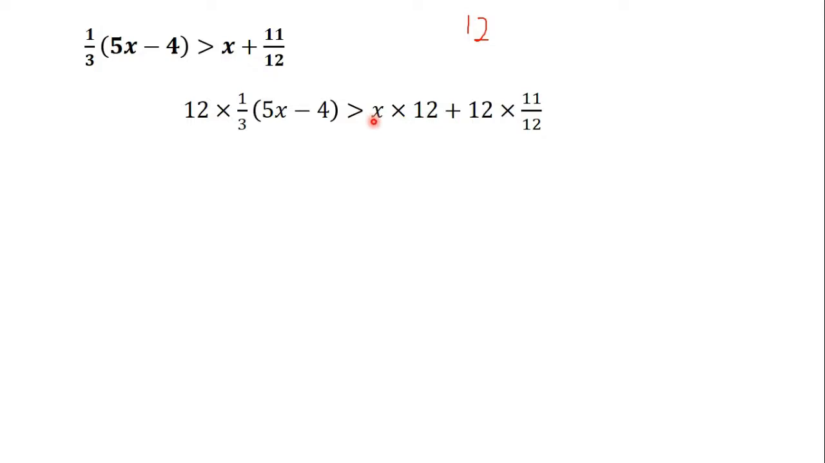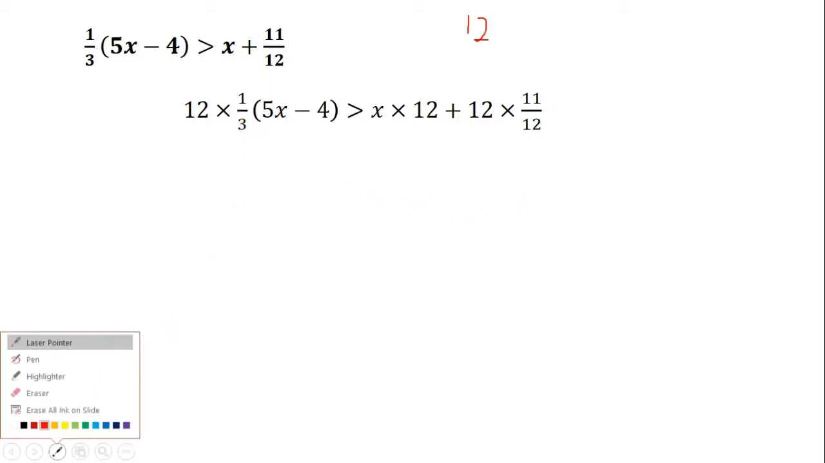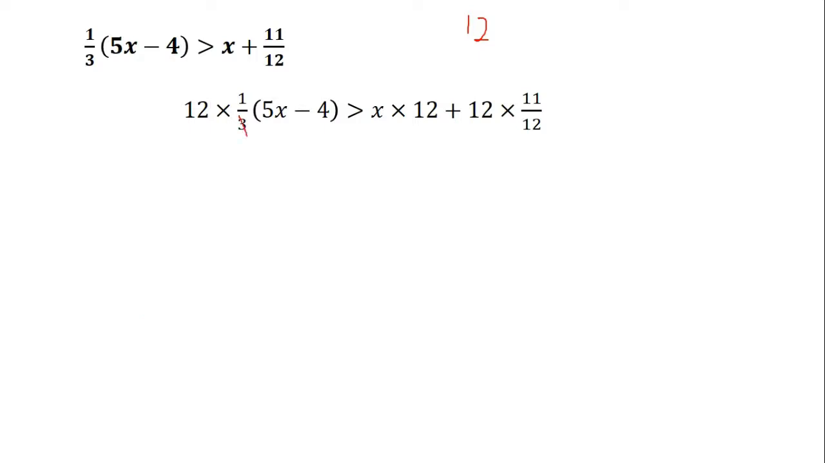So 12 times x, or x times 12. You move on to the next term, which is 11 over 12. You multiply that one too by 12. So 12 times 11 over 12. From here, we simplify. 3 will cancel 12 four times. Now 12 will cancel 12 once. So from here we are going to have 4 times 1, which will give us 4.